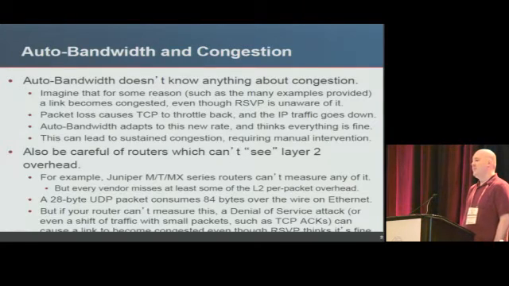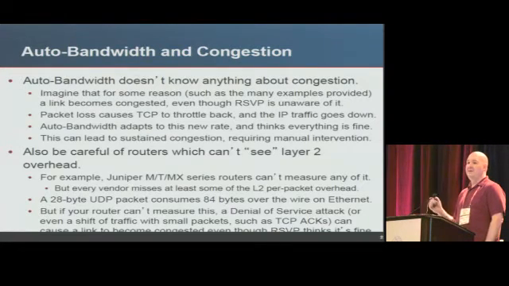You also have to be careful about what routers can actually see in terms of layer 2 overhead. So for example, we run an all Juniper network, and it turns out that the Juniper MX series can't actually measure layer 2 overhead. So if you get a 28-byte UDP packet that's actually consuming 84 bytes across the wire by the time you figure in your padding, your frame overhead, and all that, you don't know about it. You don't know about even the headers, let alone any of the link overhead. So you might have a DOS attack come in, and you might have a 10 gig link sitting at 7 gigs that RSVP thinks is perfectly fine, but you're actually congesting the link and dropping packets.